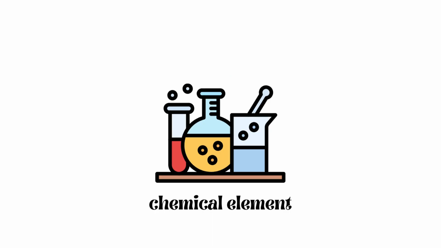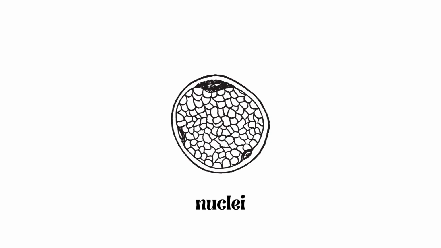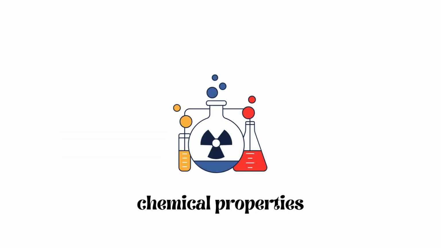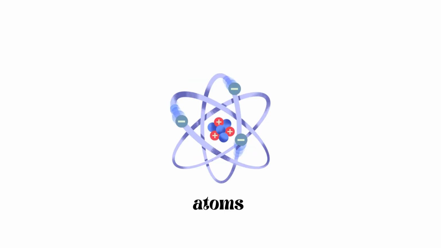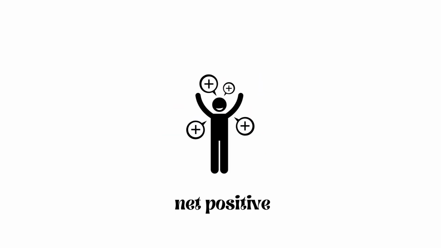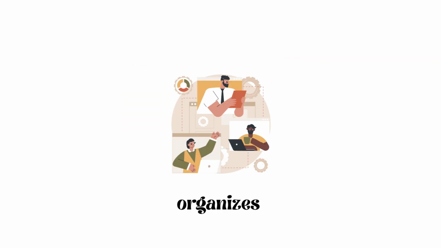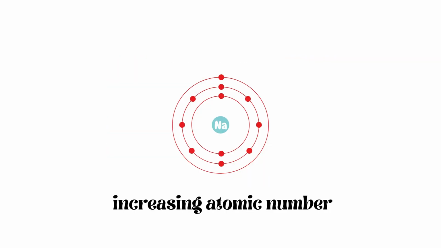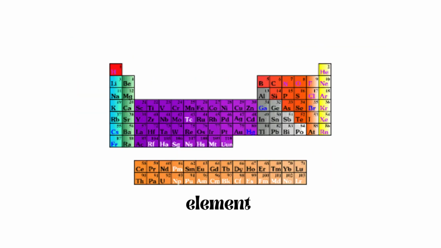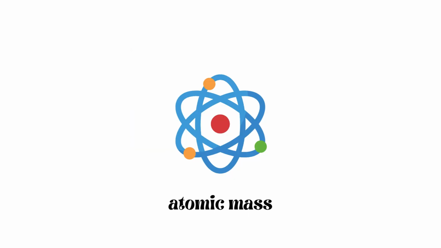Isotopes are variants of a chemical element that have the same number of protons but different numbers of neutrons in their nuclei, resulting in variations in atomic mass while retaining the same chemical properties. Ions are atoms or molecules that have gained or lost one or more electrons, resulting in a net positive or negative electrical charge, respectively. The periodic table organizes elements by increasing atomic number, grouping them into periods (rows) and groups (columns). Each element is represented by a symbol and accompanied by its atomic number and atomic mass.